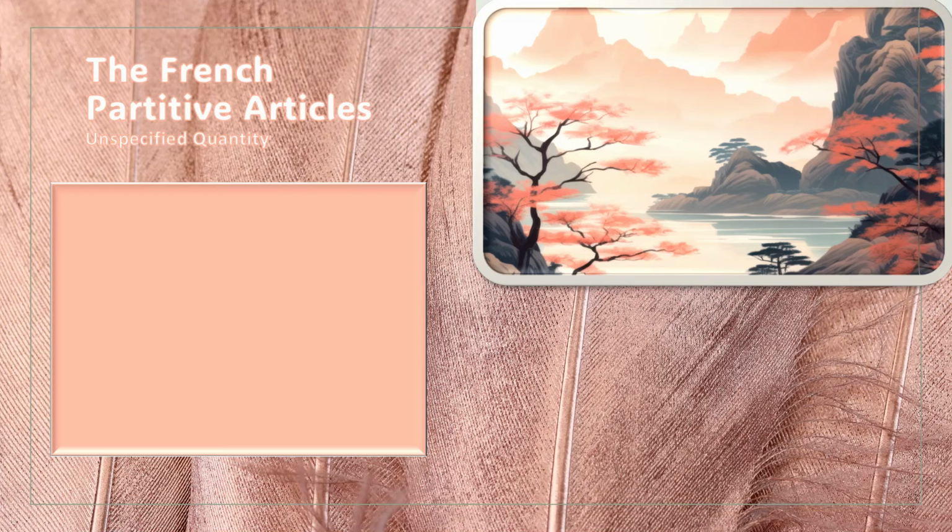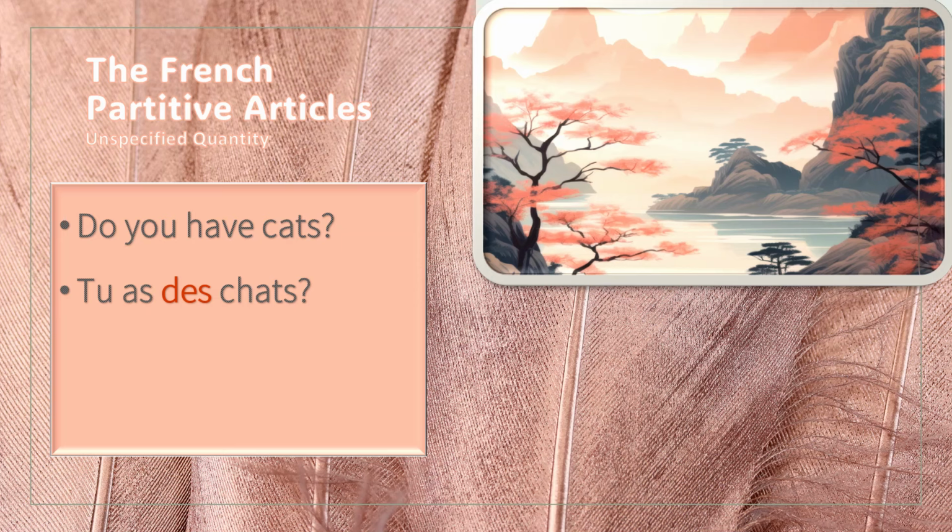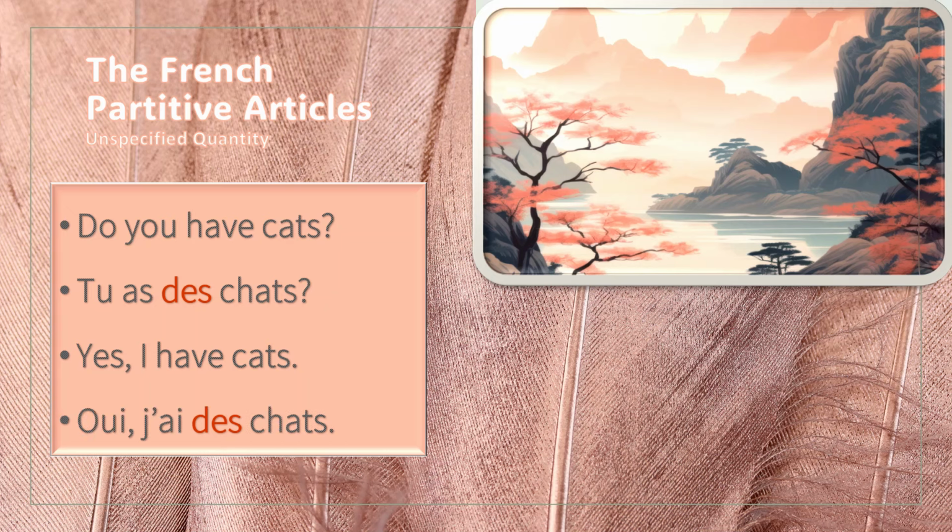So, for example, if you're asking someone if they have cats, in English you would simply say, "Do you have cats?" But in French, it would be "Tu as des chats?" Right? Tu as des chats? So in French, you must use a partitive article to mention an unspecified quantity. Now, to answer this question, in English you would simply say, "Yes, I have cats." But in French, "Oui, j'ai des chats."